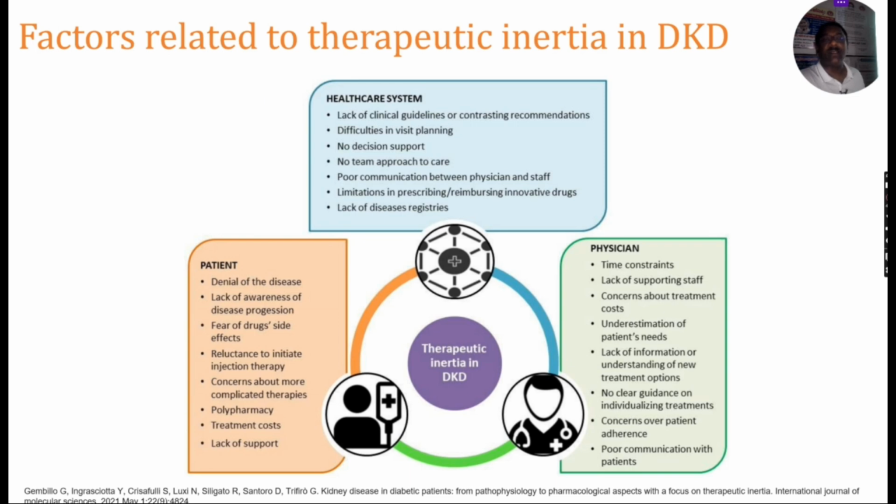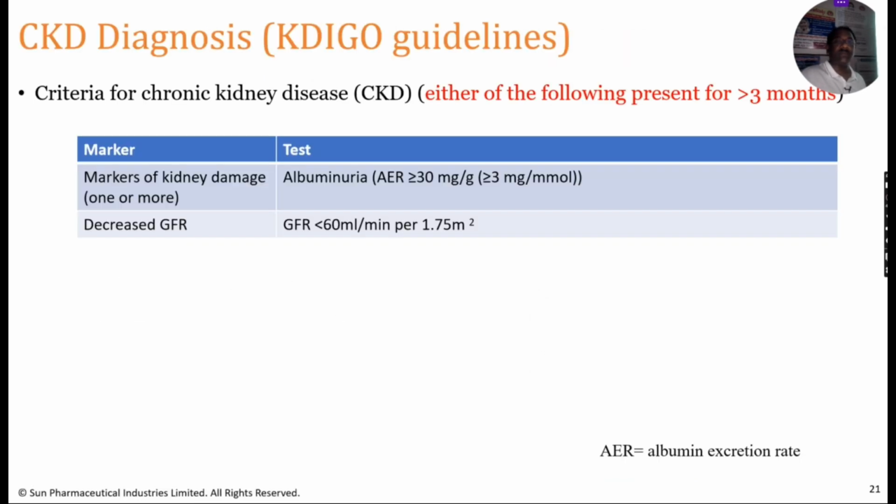Then the lack of disease registries. That is also a very big problem for our population. So these are the different factors: some are the physicians' factors, some are the patient factors, some are of our healthcare systems. Now move on to the diagnosis of DKD.